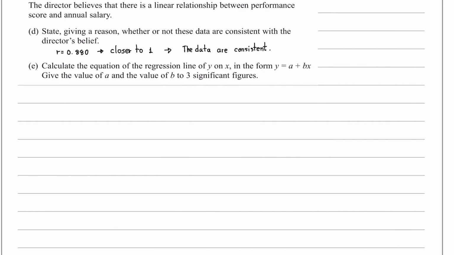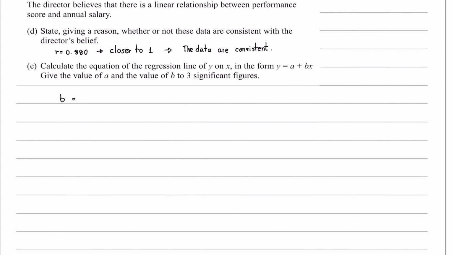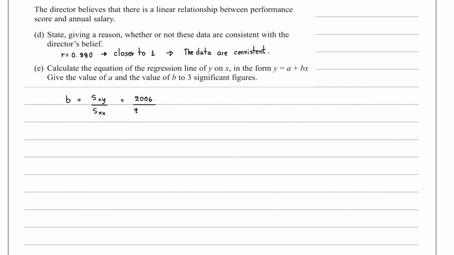Now in part e, we have to calculate the equation of the regression line of y on x. So here is the formula of b. b is Sxy divided by Sxx, which is 2006 divided by 2492. So the answer is 0.80497.